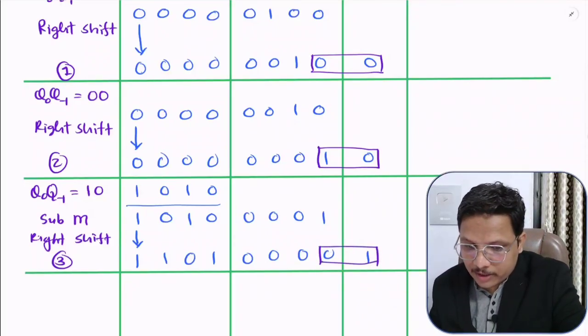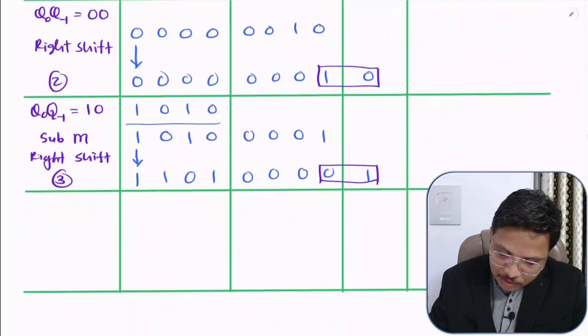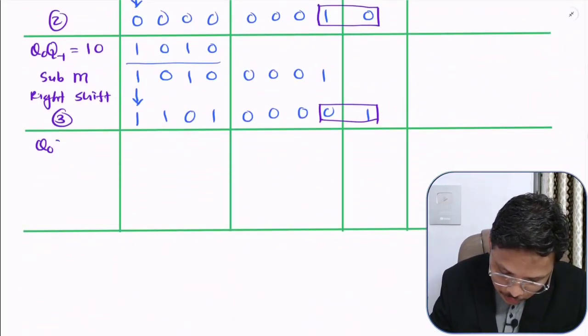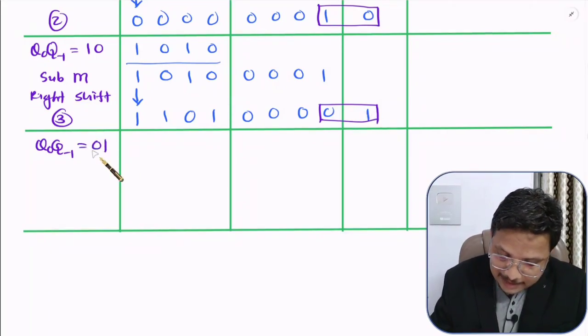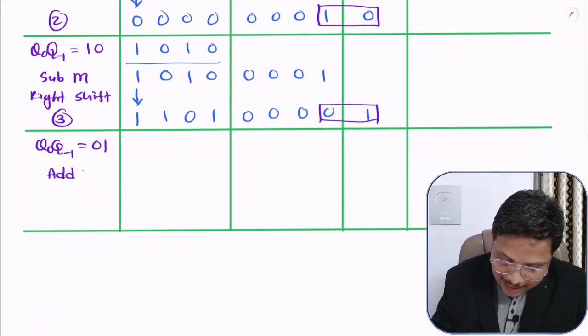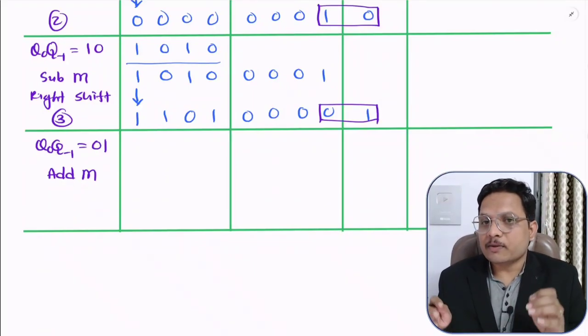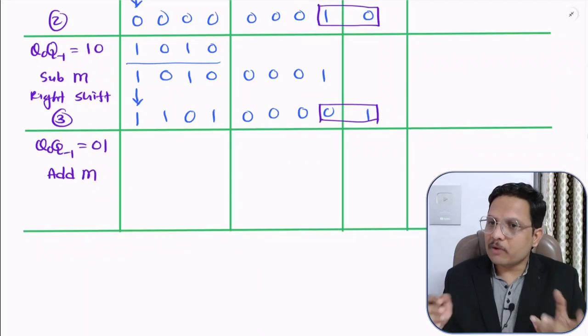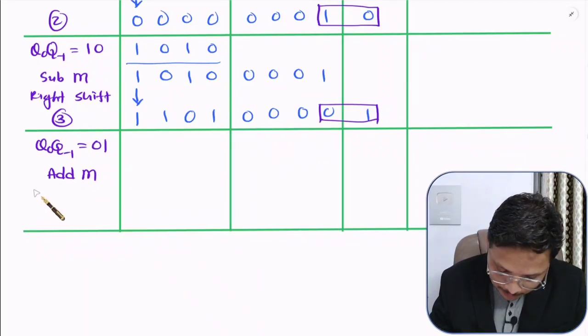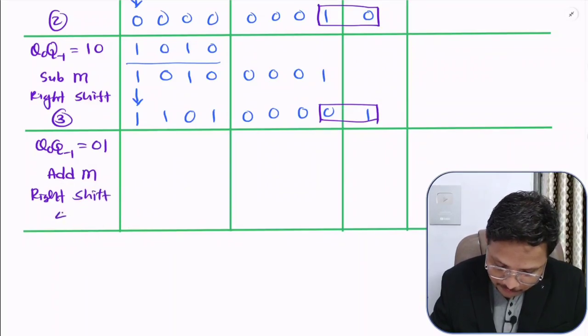First of all, I'll be noting this Q0, Q1, Q-1. So that is 0, 1. And as it is 0, 1, what do I need to do? I need to add M, right? If it is 1, 0, I need to subtract M. If it is 0, 1, I need to add M, right? And then I need to perform the right shift operation. And that is my fourth step.